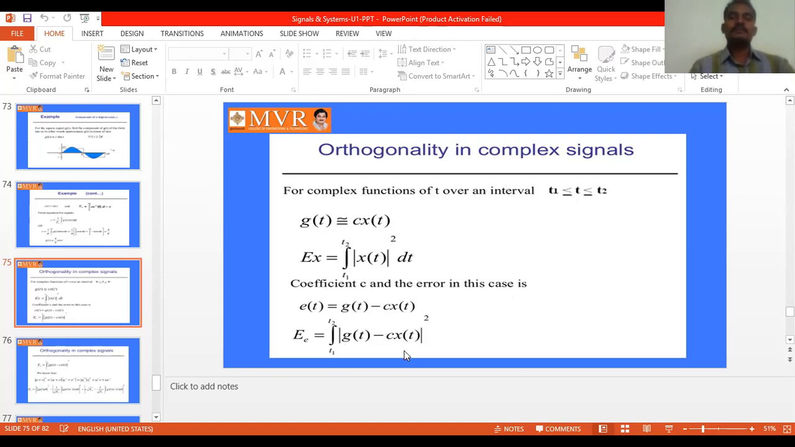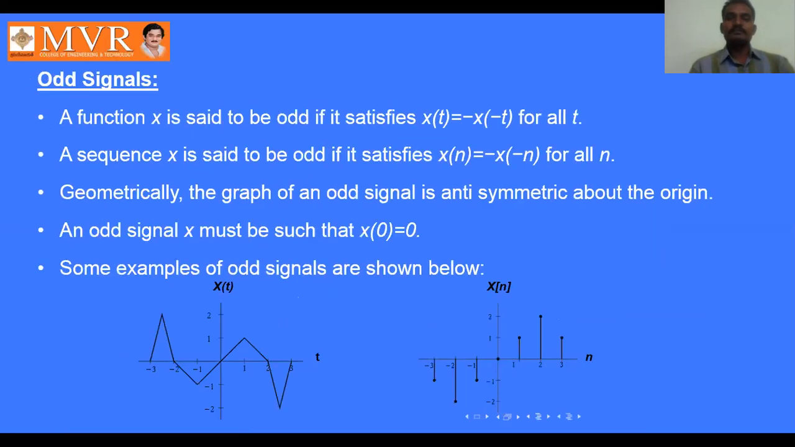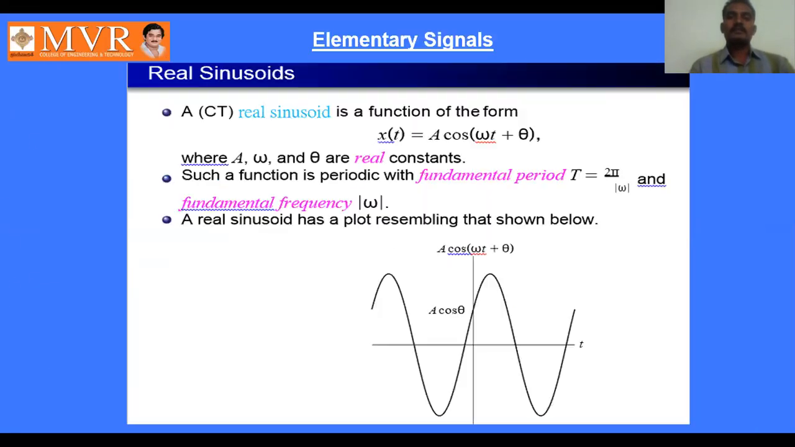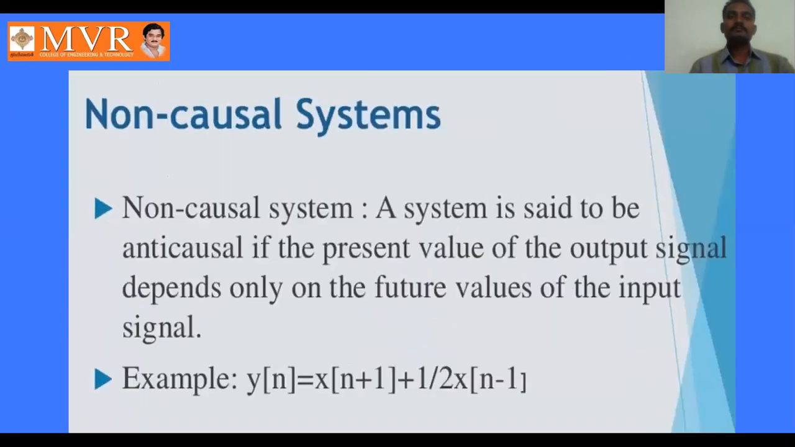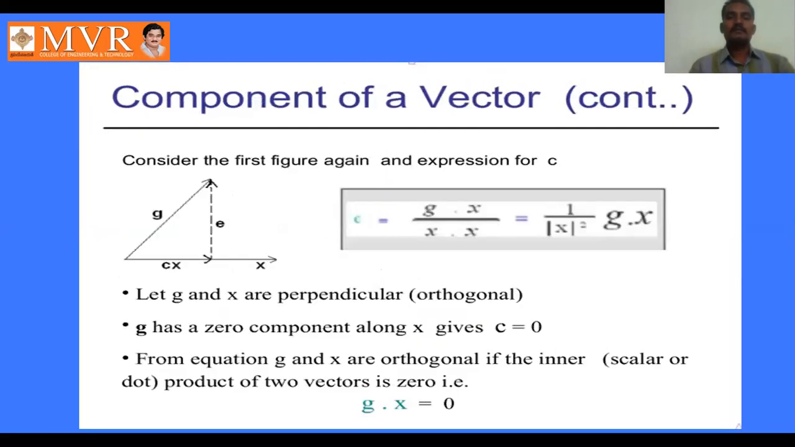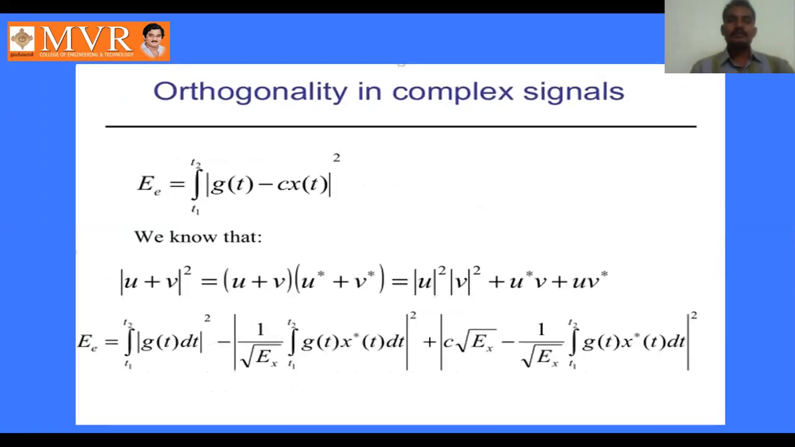So it is the same as that of signals and vectors, the complexity in signals and vectors. Here we are going to see the orthogonality in complex signals or complex vectors. So E is defined as integral t1 to t2 of g of t minus c into x of t, whole square. E is nothing but the error signal.